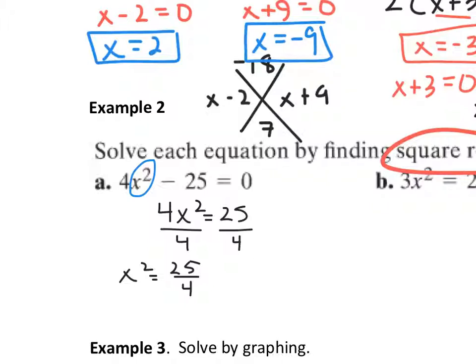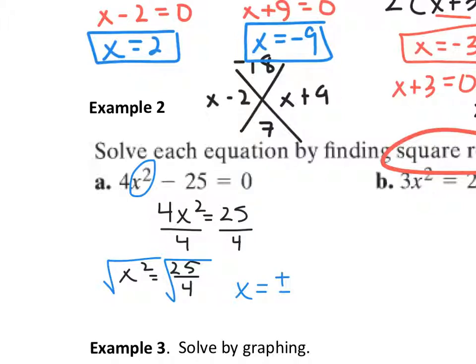So at this point, the inverse of x squared is square rooting. So my solution is going to be x equals plus or minus. Now the reason it can be negative or positive is because a negative squared is a positive number and a positive squared is a positive number.